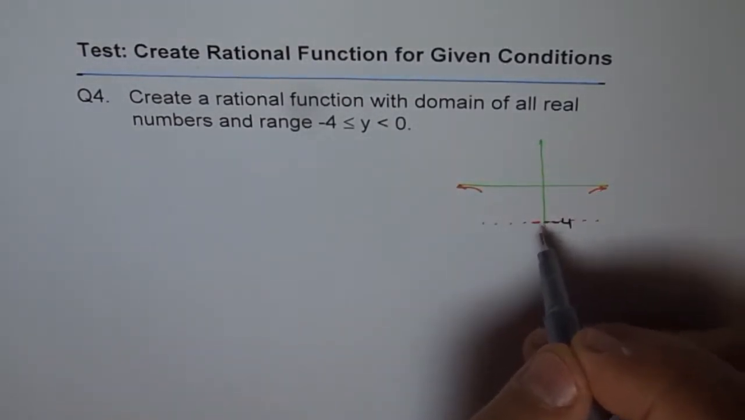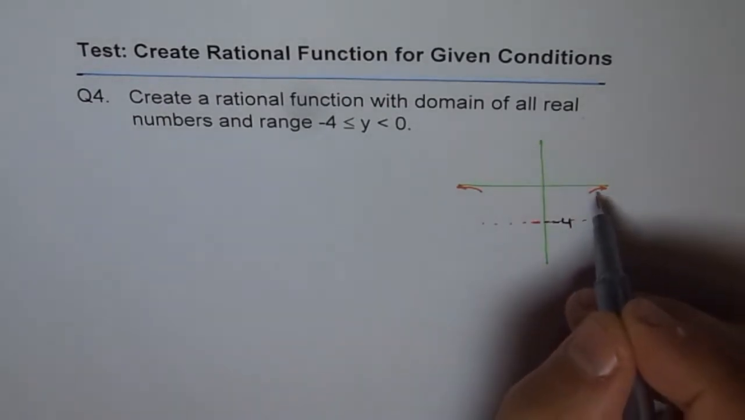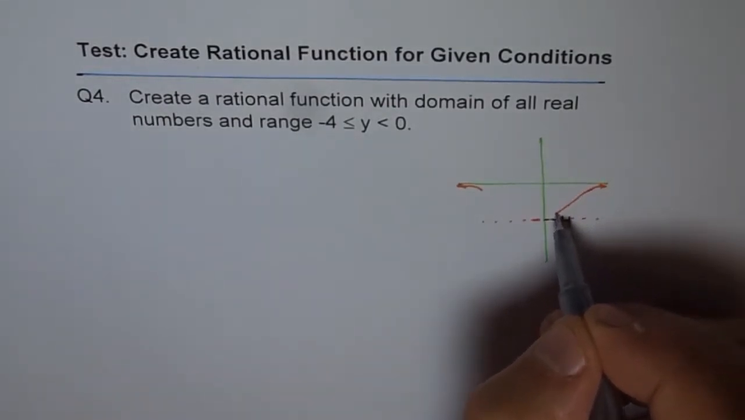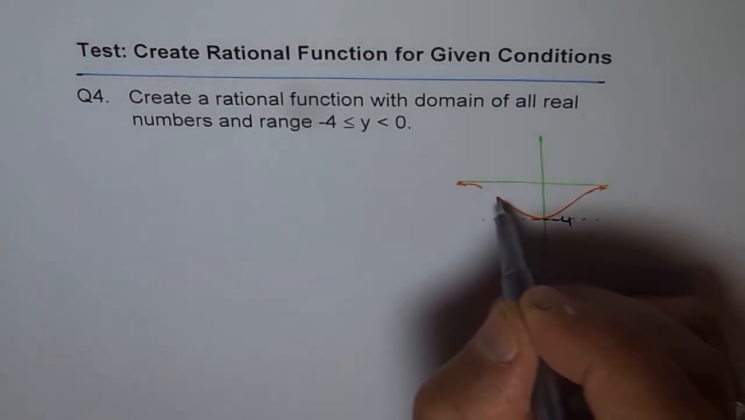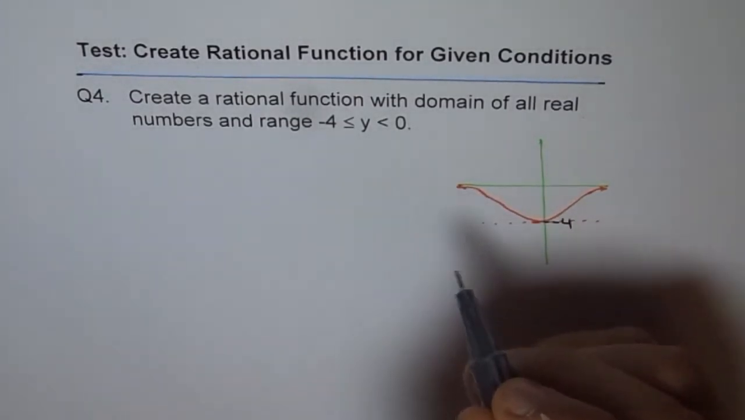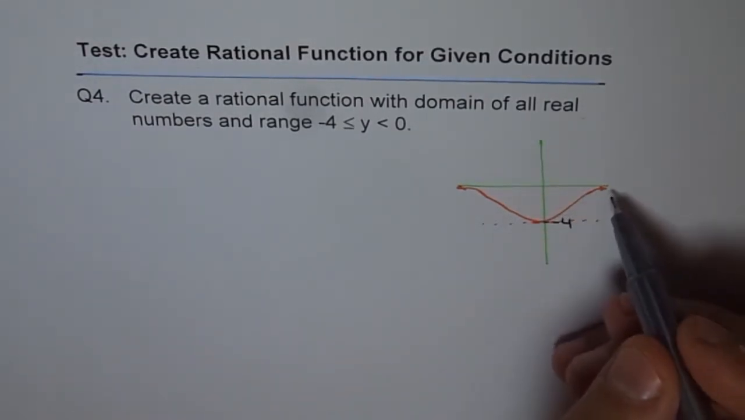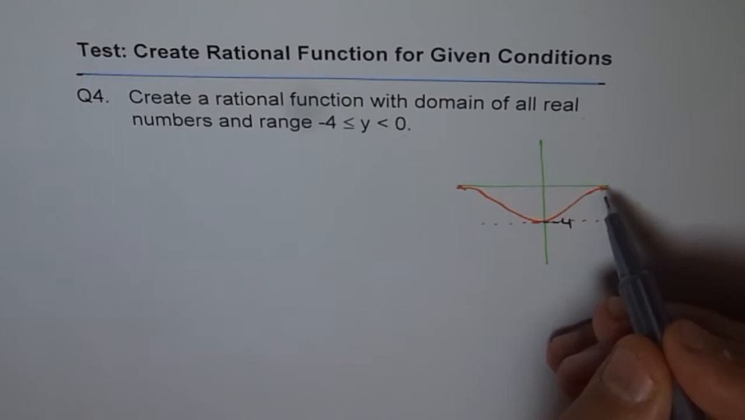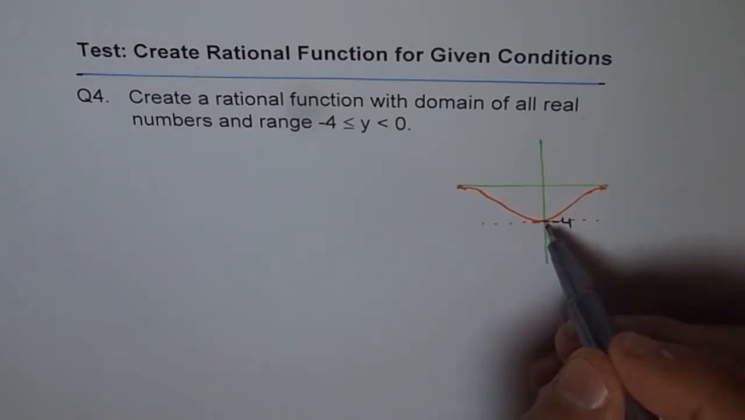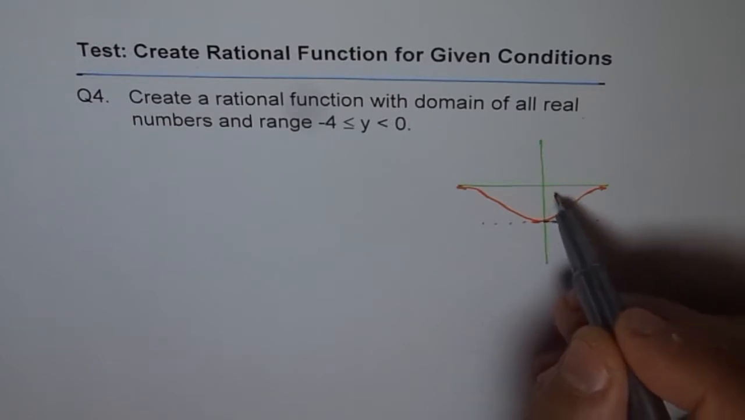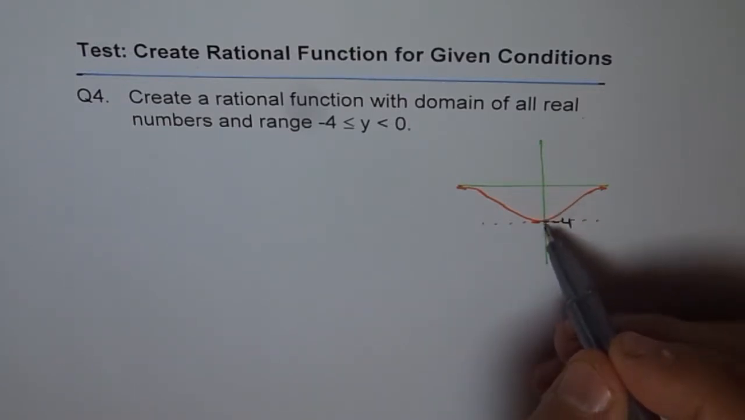But it has to touch -4, right? So what we are looking for is a function which is kind of like this. Does that make some sense to you? So this is the solution, because here you see it is not touching the x-axis, which is your horizontal asymptote, and it touches -4, right? So -4 to 0 is your range, -4 is included.